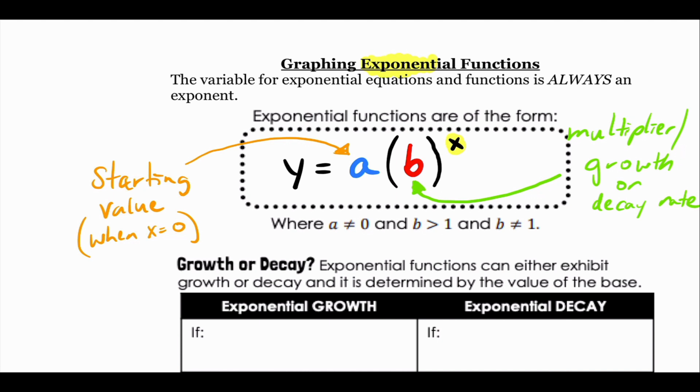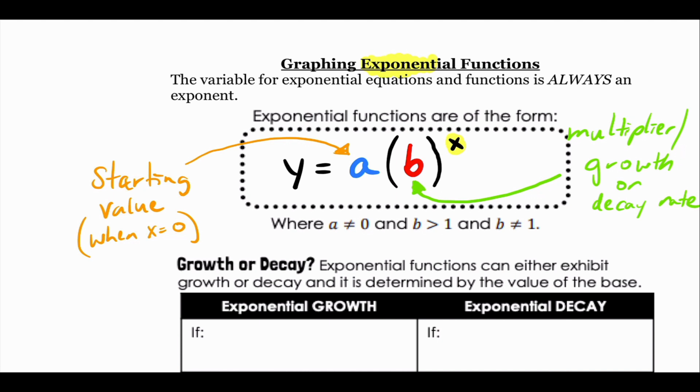B is either called the multiplier or sometimes it's called the growth or decay rate. How fast is something growing? How fast is something slowing? That's what we call b. If it's growing, if it's getting bigger, it's a growth rate. If it's getting smaller, it's decay. Things are either getting bigger or they're getting smaller. If they're staying the same, the growth rate or decay rate is just constant.